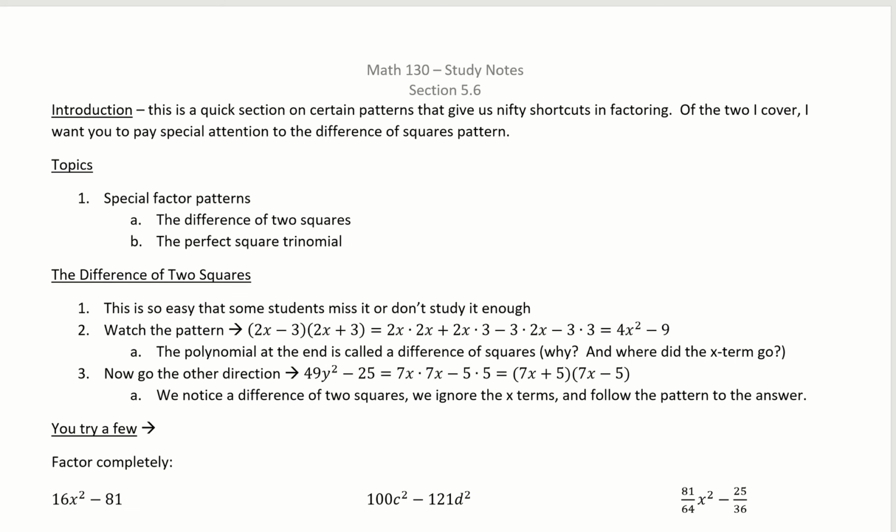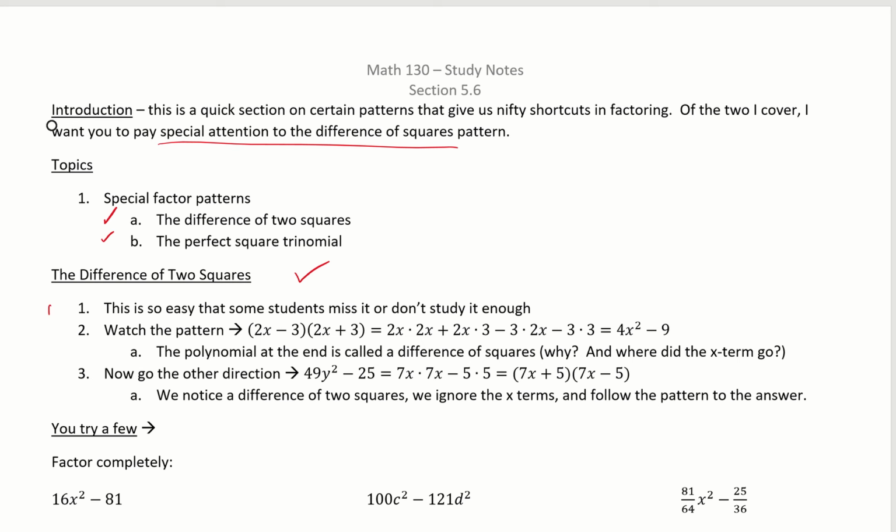Okay, we are, I hope, ready for the last section of factoring. It's actually a very quick one. It covers any kind of things that was missed. So, for example, if you see a difference of squares, or if you happen to notice a perfect square trinomial, of the two, I want you to pay special attention to the difference of squares pattern.